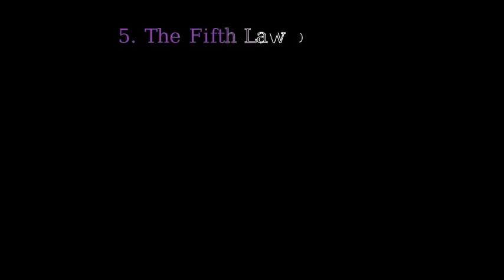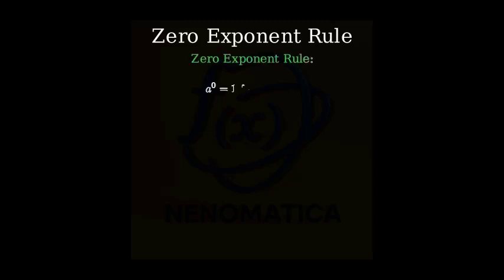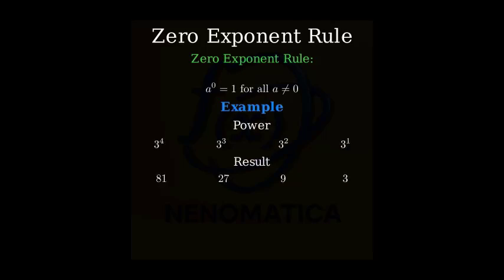Fifth law of power. In this video, we'll prove that any non-zero number raised to the power of 0 equals 1. The rule states that for any non-zero number, a to the power of 0 equals 1. Let's understand why this is true by looking at the values in a table. In the image, we can see the results of calculating 3 raised to different powers.